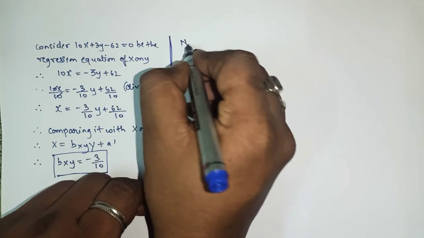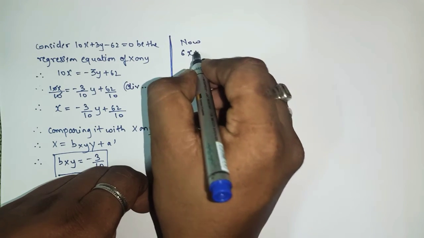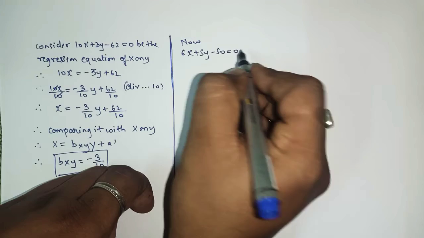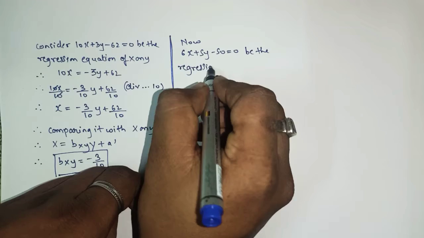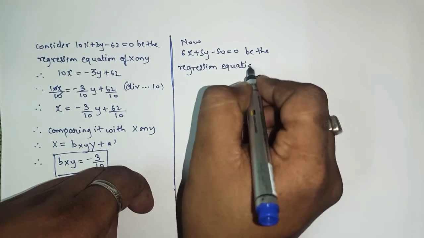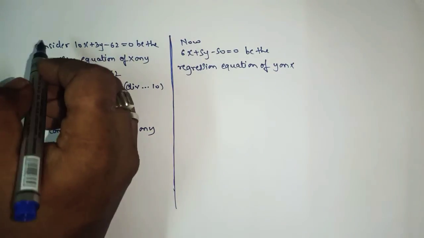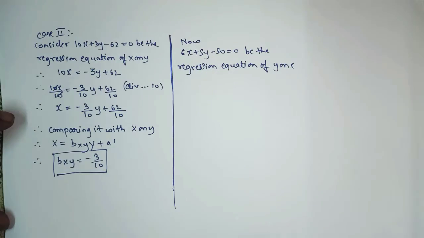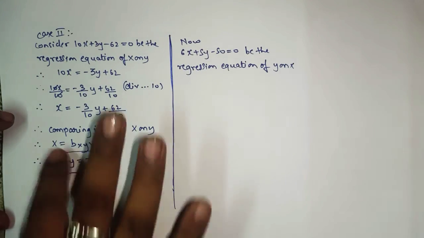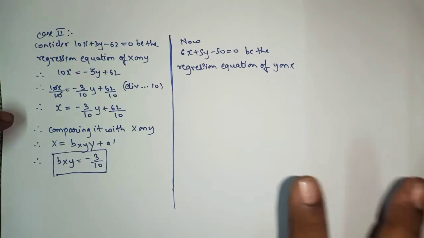And the other equation, that is the second equation, is 6x plus 5y minus 50 equals to 0 be the regression equation of y on x. Okay, so we'll consider this as case 2. There are 2-3 ways to find the answer for case 2, but I will suggest to go with this method. This method is also applicable in the board exam.